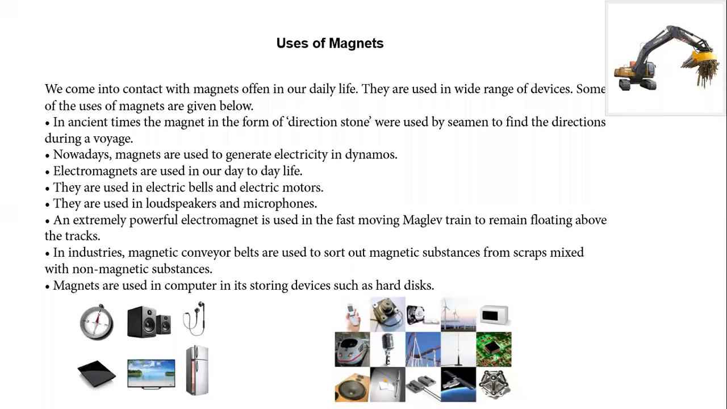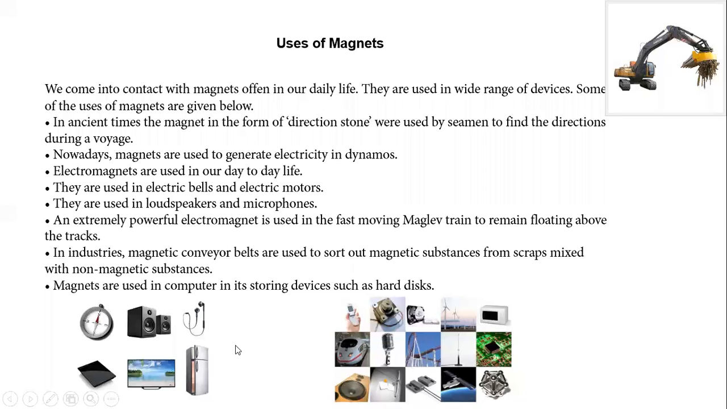They use magnets. You got it, everybody. Next one, magnets are used in computer storing devices such as hard disk. So now mostly in systems like the hard disk, it is made by magnets. You got it, everybody?